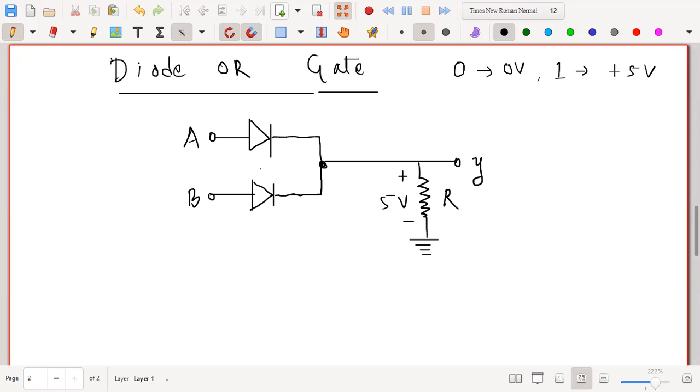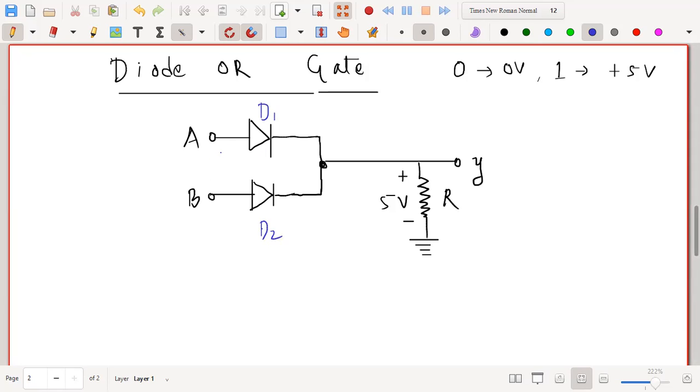All right. So now let us try to understand the working of this circuit. I'm just choosing a different color here. Now I will represent one diode as the diode D1, and the other one as the diode D2.